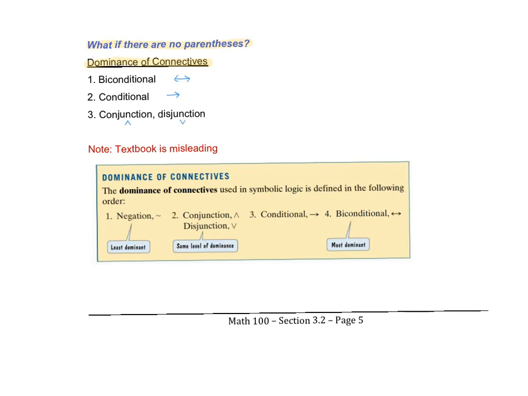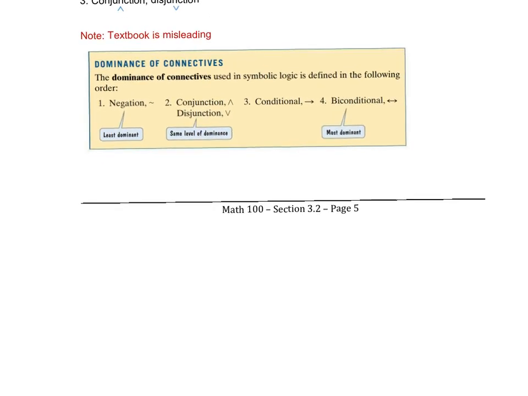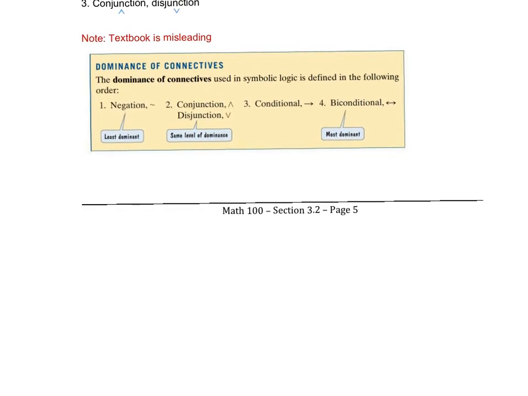I prefer to list the most dominant as my number 1 because it's a priority. However, I would like to point out that your textbook is misleading. If we look at this box here, this is what you'll find in your textbook on your My Lab. Their dominance of connectives is not correct. They list number 1 as negation. A negation is not a connective. It does not connect two simple statements together. So there's an error in your book.